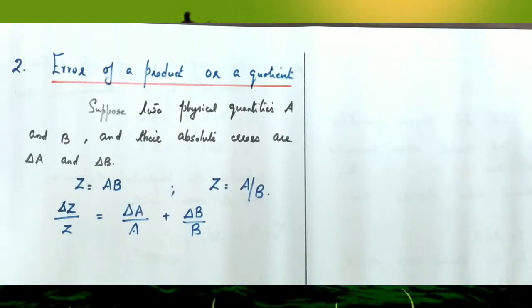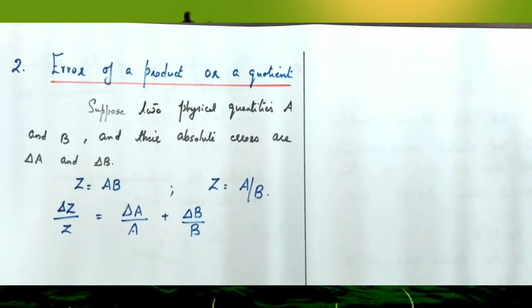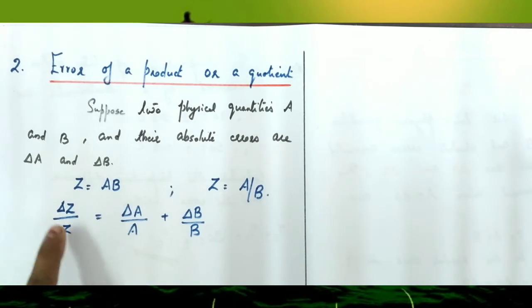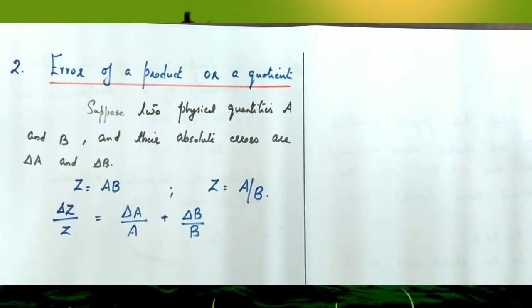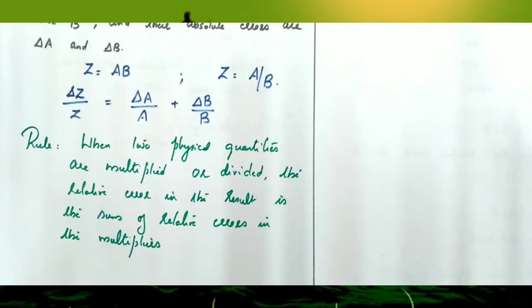If Z equals AB or Z equals A by B, how will you find the error in the value Z? That is the relative error: delta Z by Z is equal to delta A by A plus delta B by B. Hence, the rule is, when two physical quantities are multiplied or divided, the relative error in the result is the sum of relative errors in the multipliers. If two quantities are multiplied or divided, take the relative error and add the relative errors.